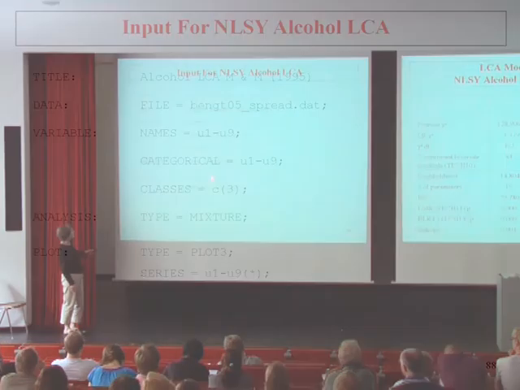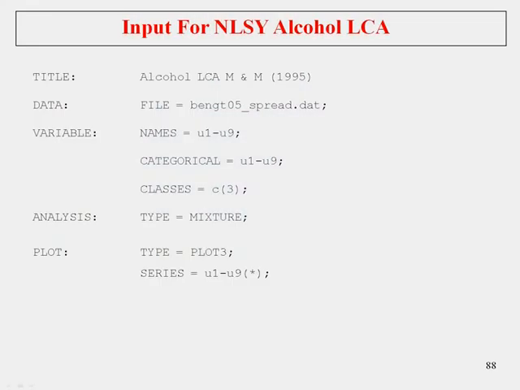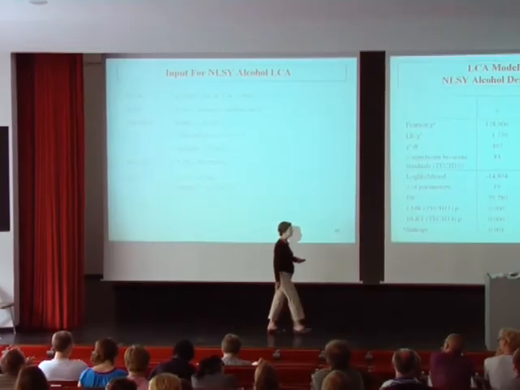And here's the plot command that I referred to. You say type equals plot 3, series equals U1 through U9, and the asterisk in parentheses more or less says it will create its own x-axis. And that's how we did it.